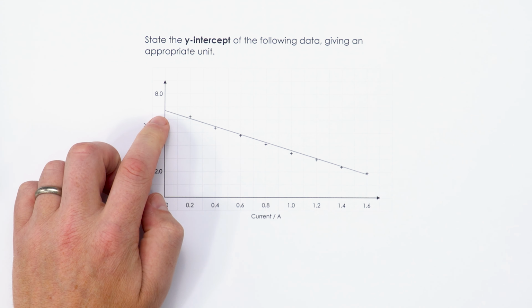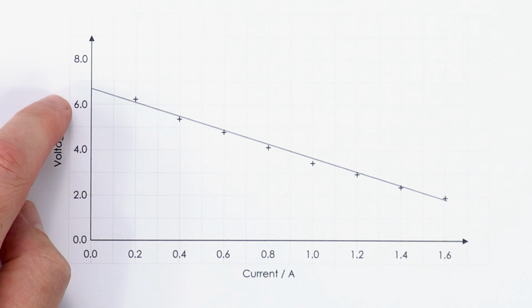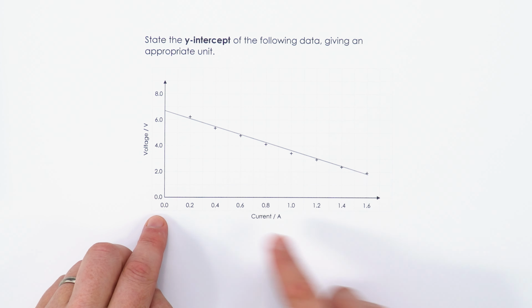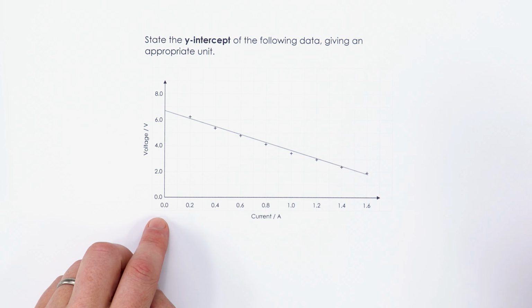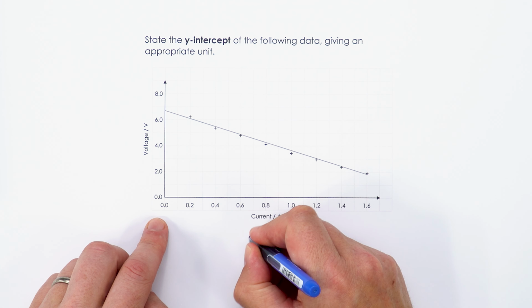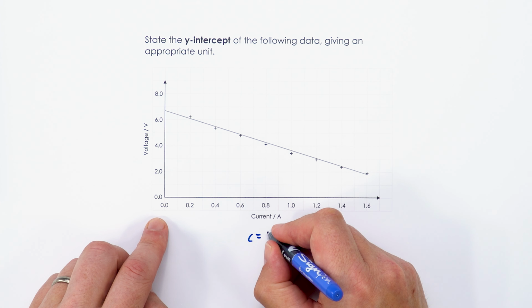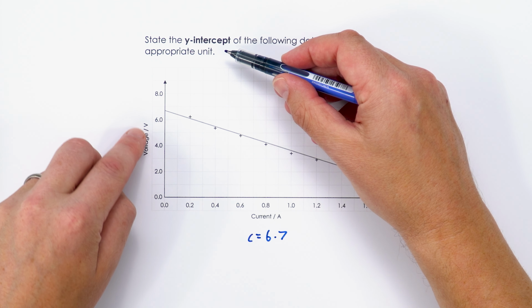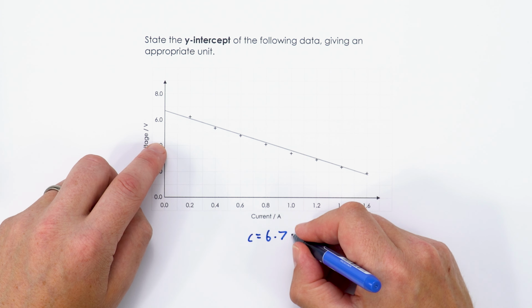And now we've got that, I'm just going to look at the value up there, which looks to be about 6.7, and that's where the value on this axis is 0. So in this case, the y-intercept is about 6.7, and then the units, because we're measuring volts on the y-axis, would be V. And actually this would refer to the EMF of a cell or a battery.